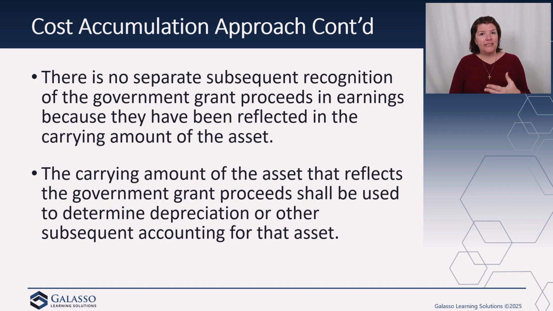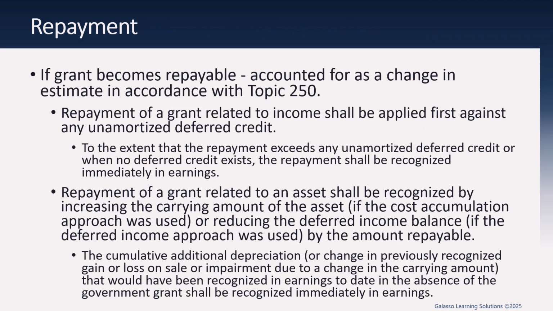So really interesting that they would offer this because as a user, you get two very different outcomes given the two different approaches here. Now, as I said, because there is a probability assessment, it is possible that you thought you were going to meet these conditions and you ultimately did not. And then that grant becomes repayable, where you have to pay back the funding. And that would be accounted for as a change in estimate.